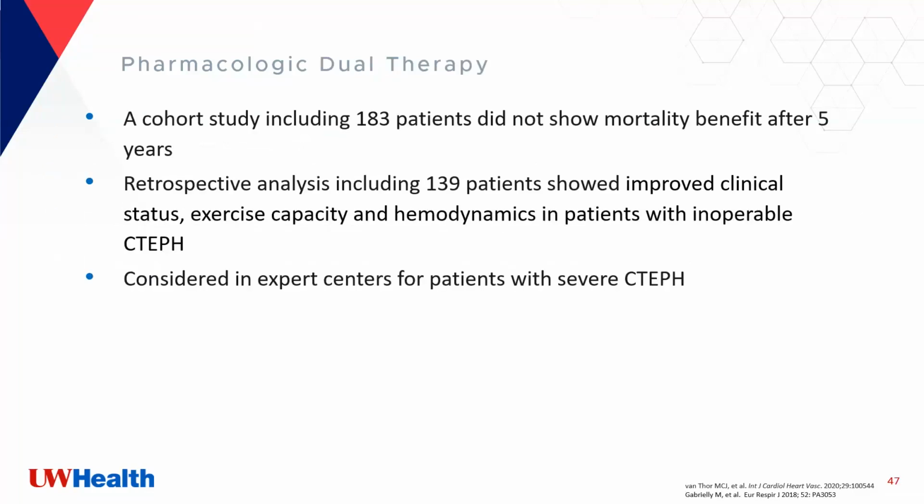When thinking about dual therapy for these patients, we do not have a lot of data available. There was a cohort study that included 183 patients that did not show mortality benefit after 5 years. There was a retrospective analysis that included 139 patients that did show some improvement in clinical status, exercise capacity, and hemodynamics in patients with inoperable CTEPH. But right now, dual therapy is considered in expert centers for treatment of severe CTEPH as well.